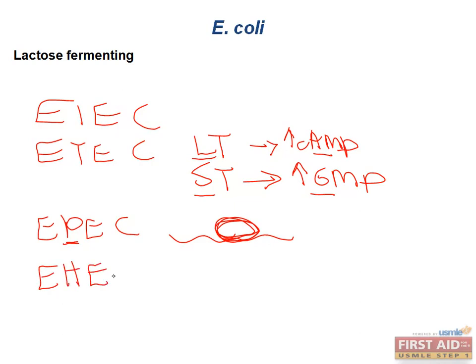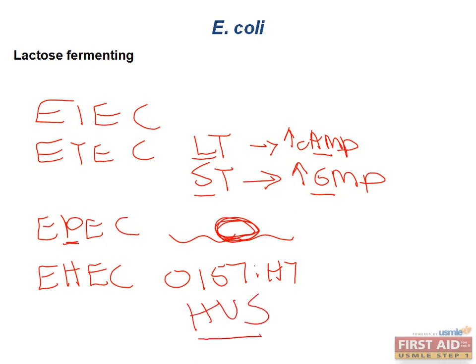EHEC, or enterohemorrhagic E. coli, of which O157:H7 is the most common serotype, also produces a Shiga-like toxin. It causes swelling of the endothelium and narrowing of blood vessels. Do you remember what the Shiga toxin does? It inactivates the 60S ribosome subunit inhibiting protein synthesis. This is what causes the hemolysis and platelet consumption, as well as reduced renal blood flow, and it leads ultimately to hemolytic uremic syndrome, or HUS.